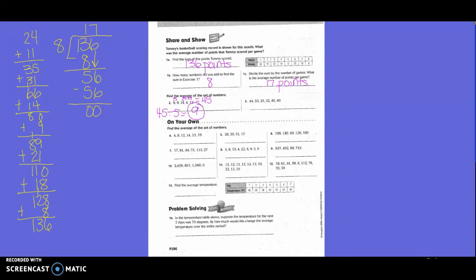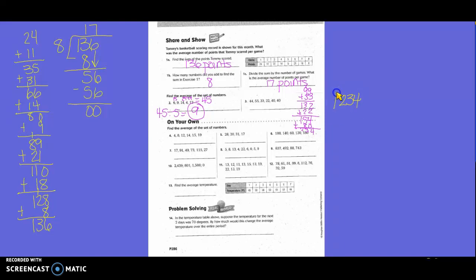All right, 44 plus 55 is 99. 99 plus 33, so basically we can work it like this. You could say 99 plus 33, 2 carry the 1, so 132. So 132 plus 22 is 154 plus, what's 40 plus 40? 80. So 234, right? But then I have to do 234 divided by 6.